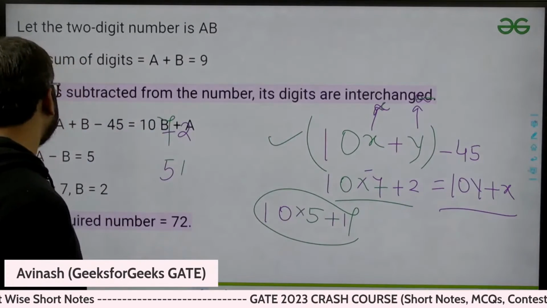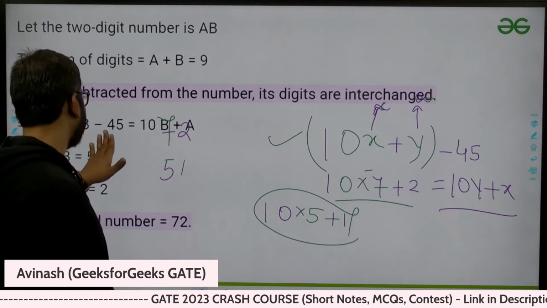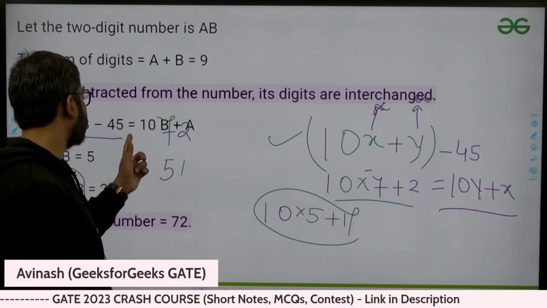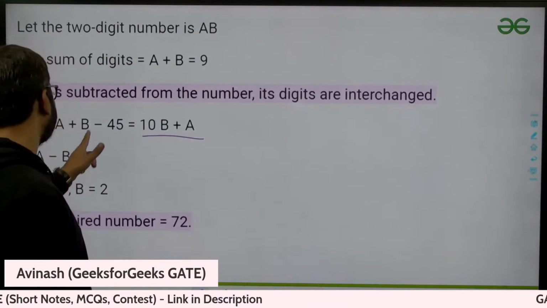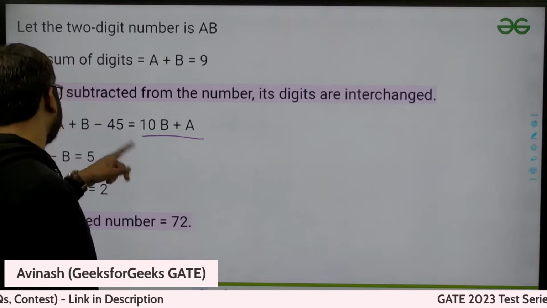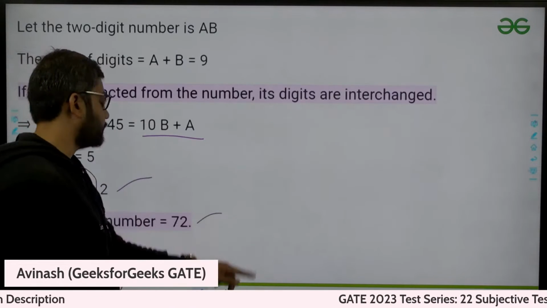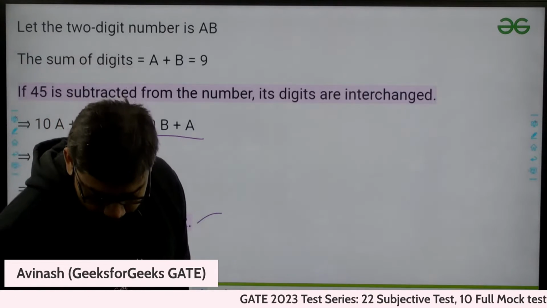So I am only writing like this. 10a plus b, if I am subtracting 45, is equal to 10b plus a. This a is replaced by b, b replaced by a. Solving this part will give you this. Now you understand? Okay.